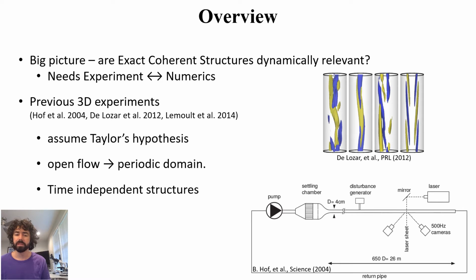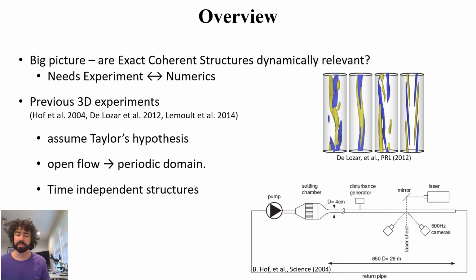As I just mentioned, the ultimate aim of this research is to test the dynamical relevance of exact coherent structures, or ECS, in an experimental 3D turbulent flow. To do this, we need to compare invariant solutions to the Navier-Stokes equation, which have been computed in numerics, with turbulent velocity fields obtained from measurement.